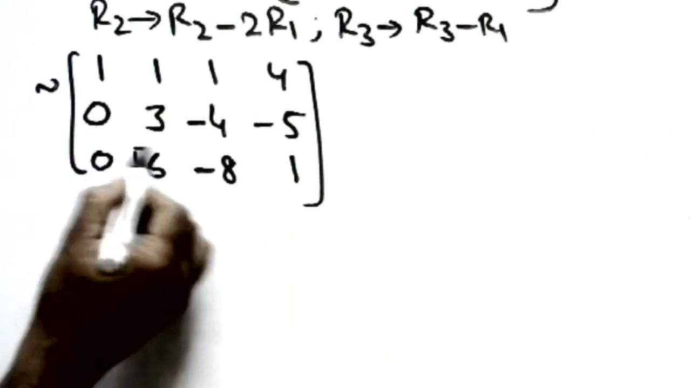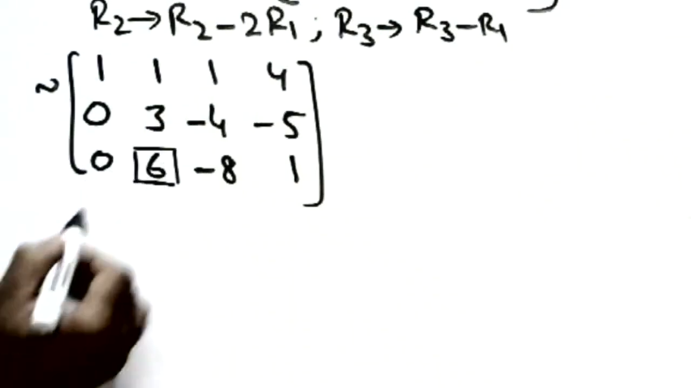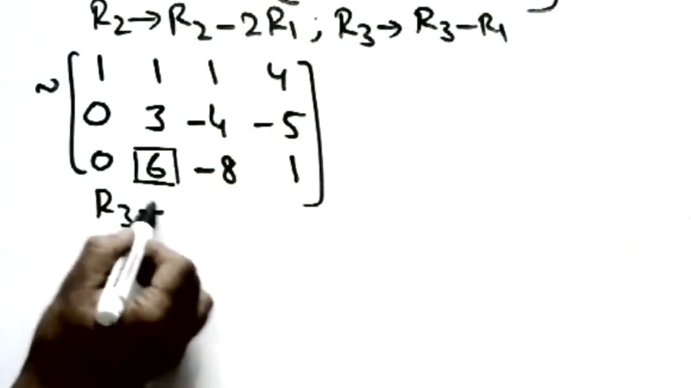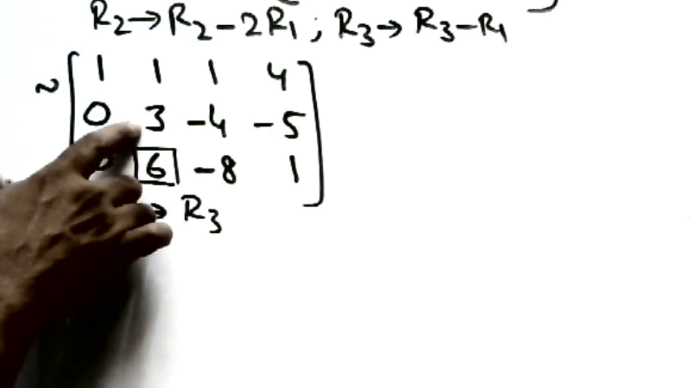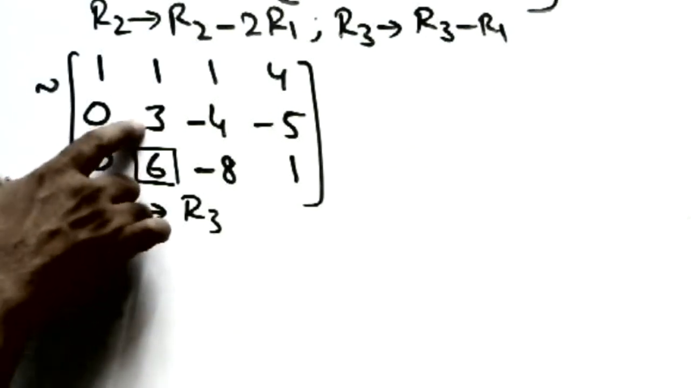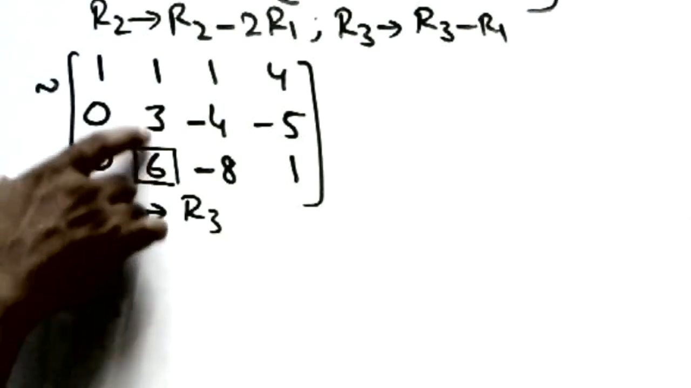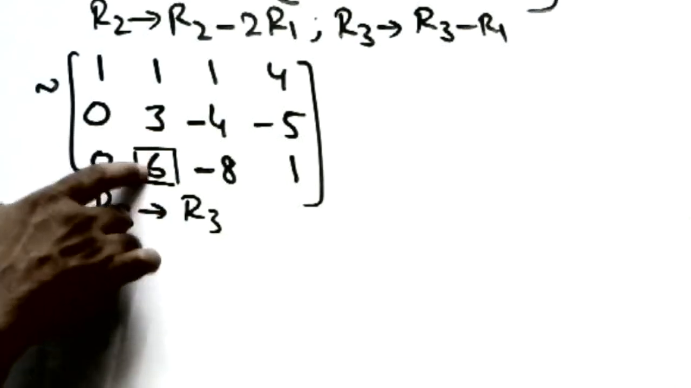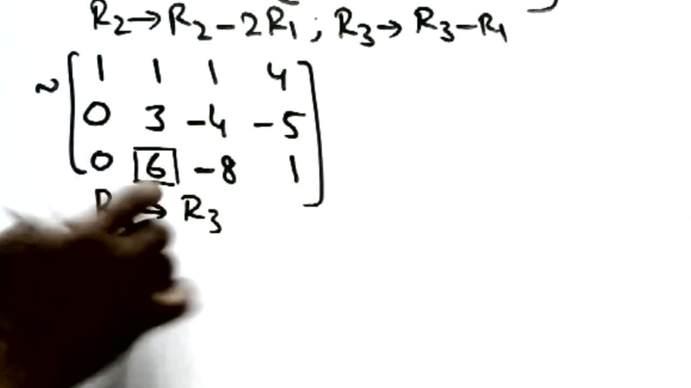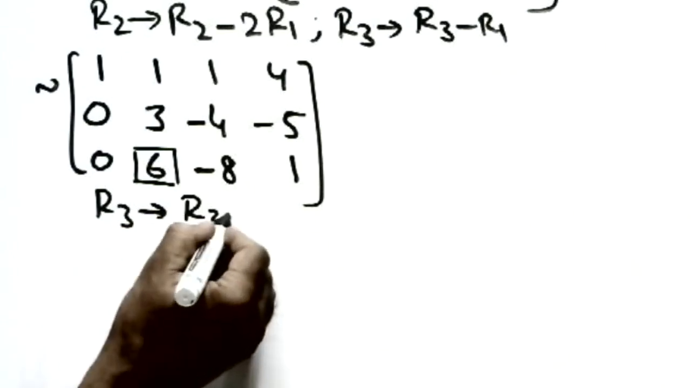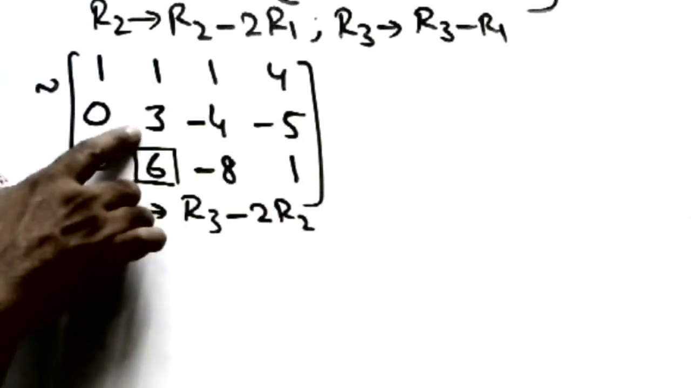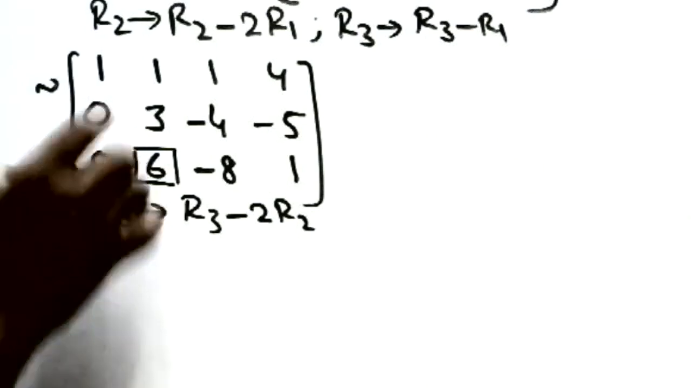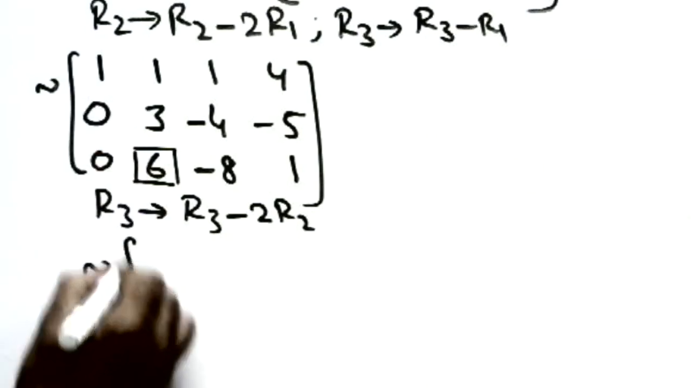Now the next step is here. In the second step, we have to make this one 0. So this is R3. Therefore R3 implies R3. Watch here. To make this 0, we use R2. If you multiply this with 2, this will be 2 threes are 6. 6 minus 6 will be 0. So write R3 implies R3 minus 2 R2. 2 threes are 6. 6 minus 6 will become 0.